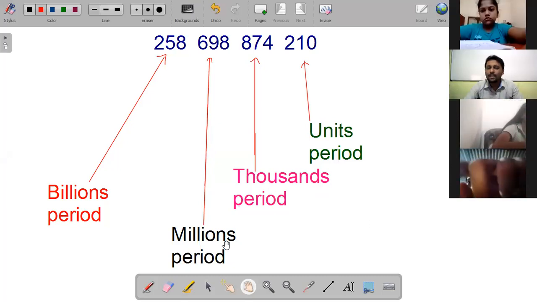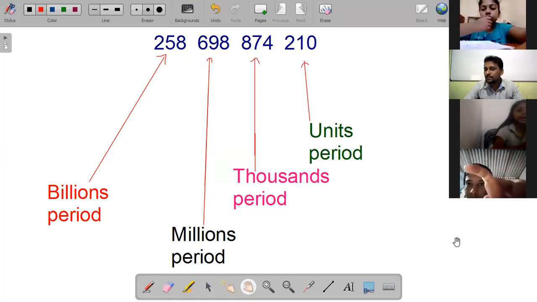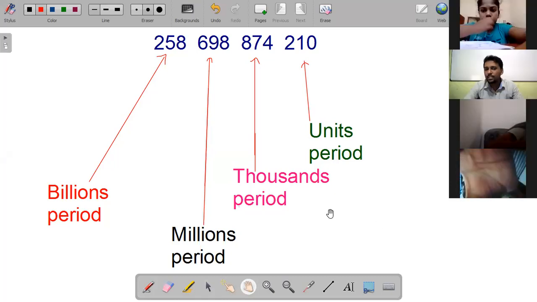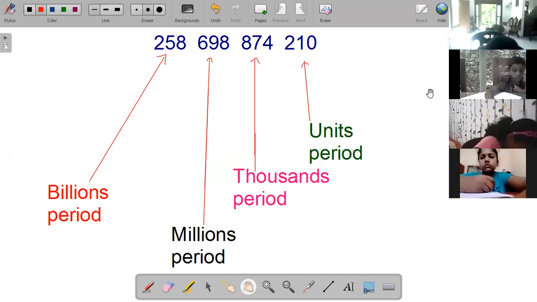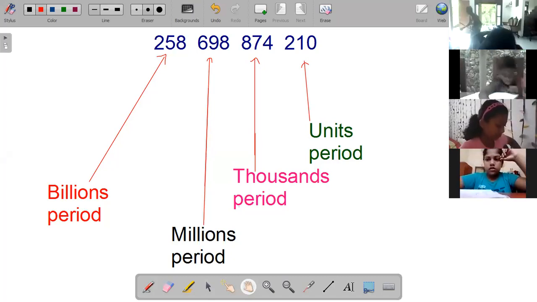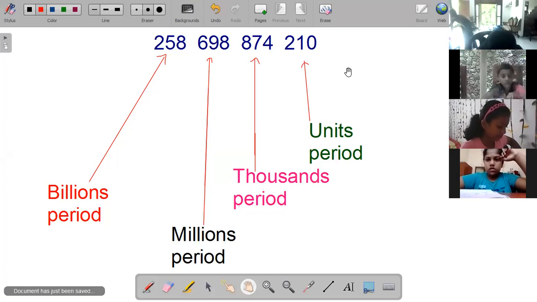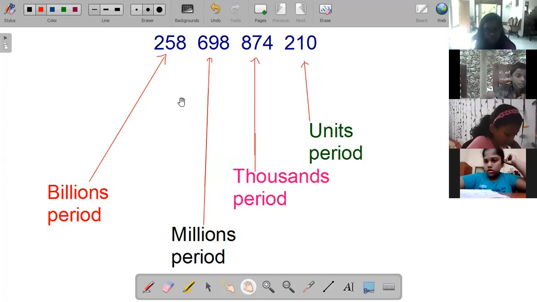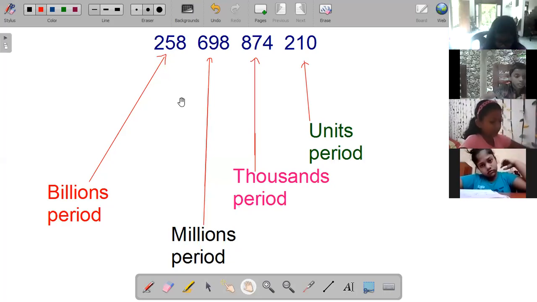Thousands period. Right, before the thousands period, what is the period name? Millions period. Before the millions period: billions period. Okay, billions period. It is easy, no? Units, thousands, millions, billions. Okay. Right. Quickly complete this one.